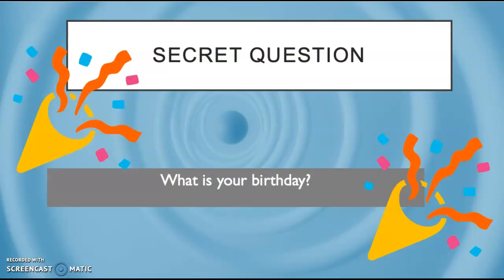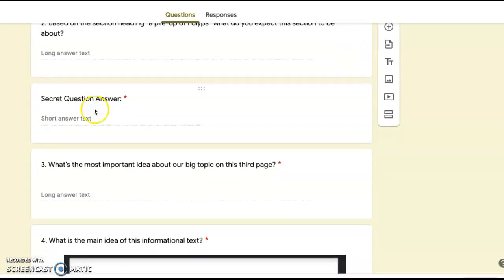Whoop, whoop, you made it to our secret question. Today's secret question is, what is your birthday? So go ahead and answer the secret question on the Google form right here. Secret question, type in your birthday. Nice job finding the secret question.